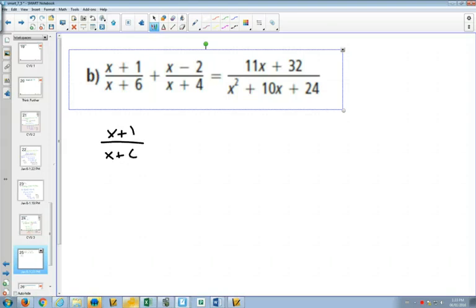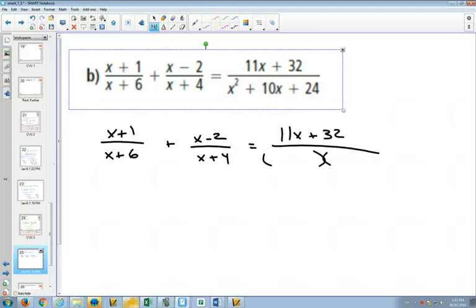Nothing to factor here. Nothing to factor here. The top here can't be factored, but the bottom can. Again, textbook's probably giving us some hints. I'm going to guess it's going to be 4 and 6. Does that make 10? Yes, it does.